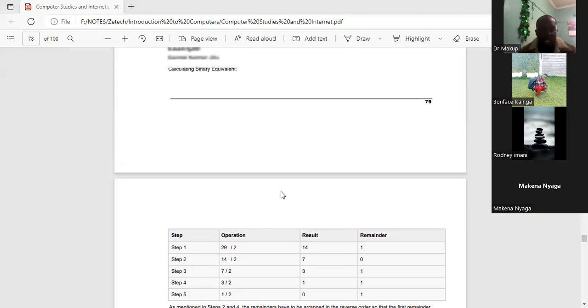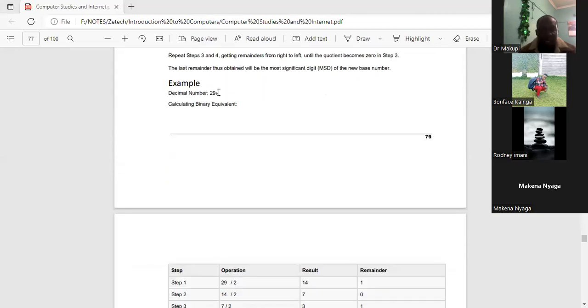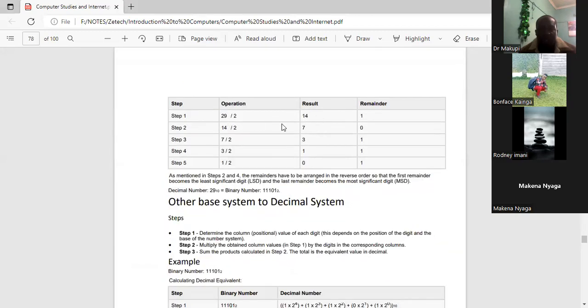Now, you'll be given number 29 base 10. This is a decimal number. Again, you're told convert this to binary. And as we said, you divide by 2. Can you see here this scenario? 29 divided by 2 is 14. What remains? 1. 14 divided by 2 is 7. What remains? 0. 7 divided by 2, you get 3 remainder 1.